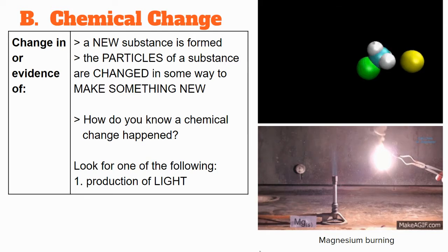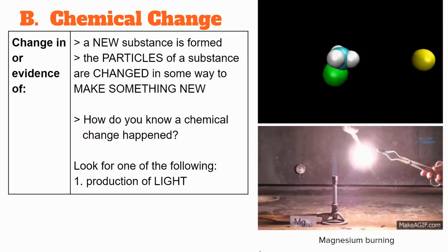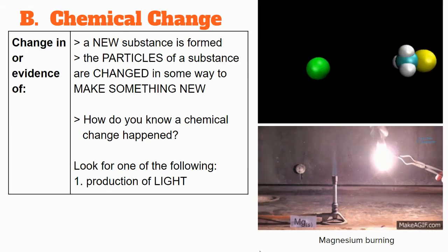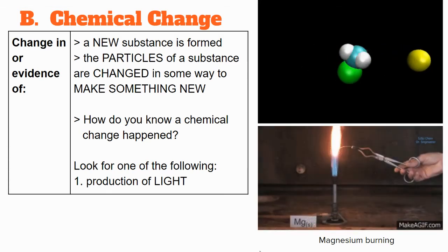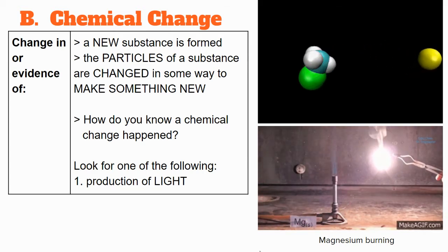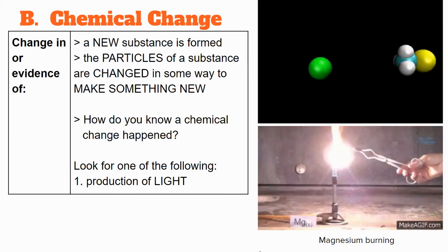We can't necessarily see things at the atomic level. So we're looking for evidence on a large scale, or on the macro scale, to know that a chemical change has occurred. There is some evidence that we can always look for. One piece of evidence is that light is produced.